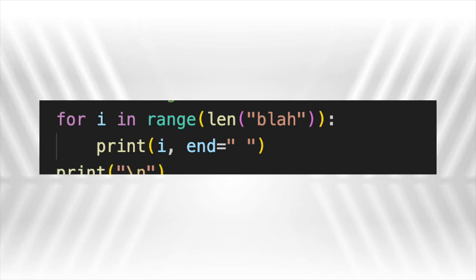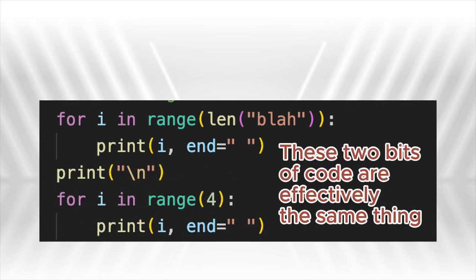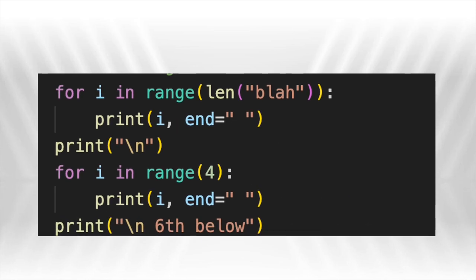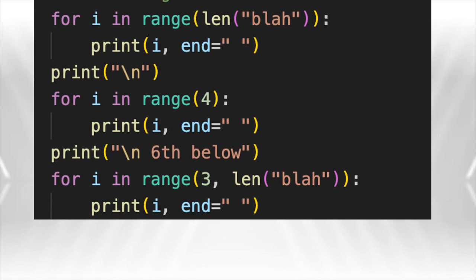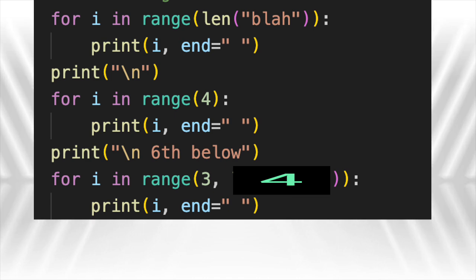As before, you can change the start value and the step value, as all Python sees when you have a len of a string is the length of that string. So if the start value is 3 and the length of the string is 4, you will effectively be doing range start is 3 and end is 4. So only 3 gets printed out.